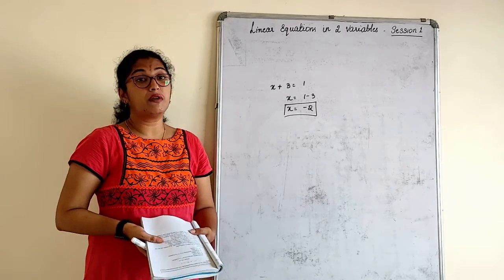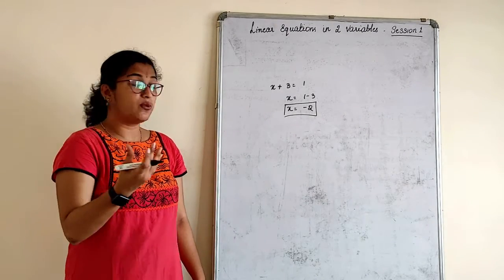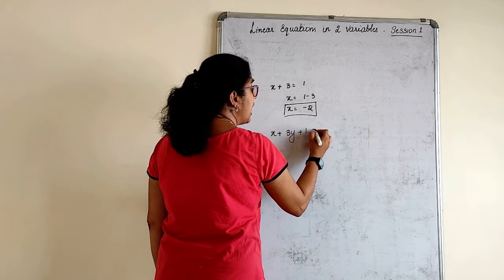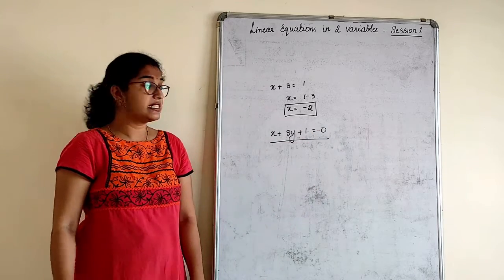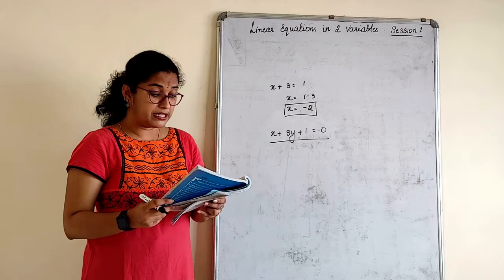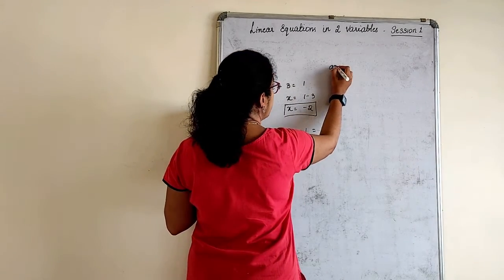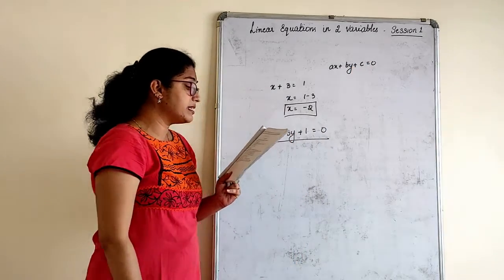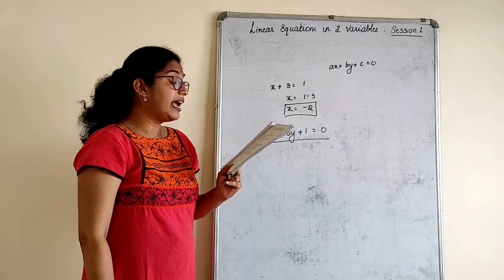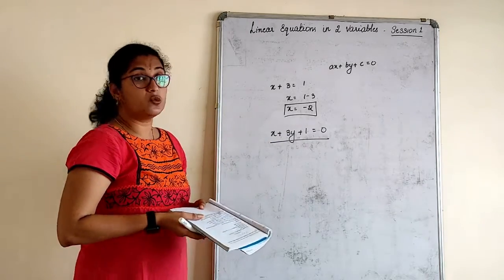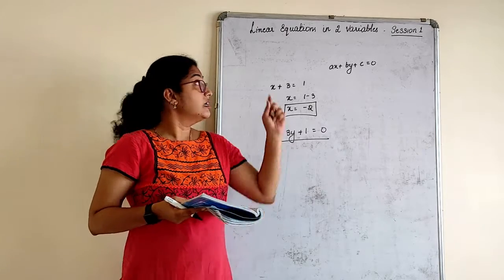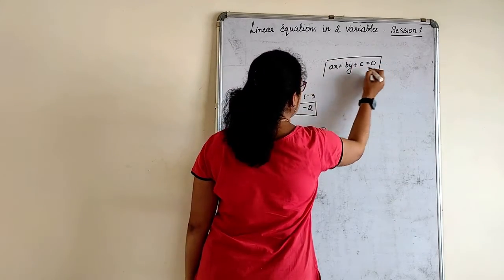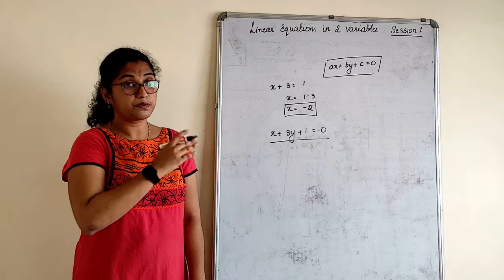So when we talk about a linear equation in two variables, it means an equation involving a variable x as well as a variable y and a constant. An equation of the form ax plus by plus c is equal to 0, where a, b, c are real numbers such that a and b both are not equal to 0. That is the definition for linear equations in two variables. The standard form is written in this form, right?